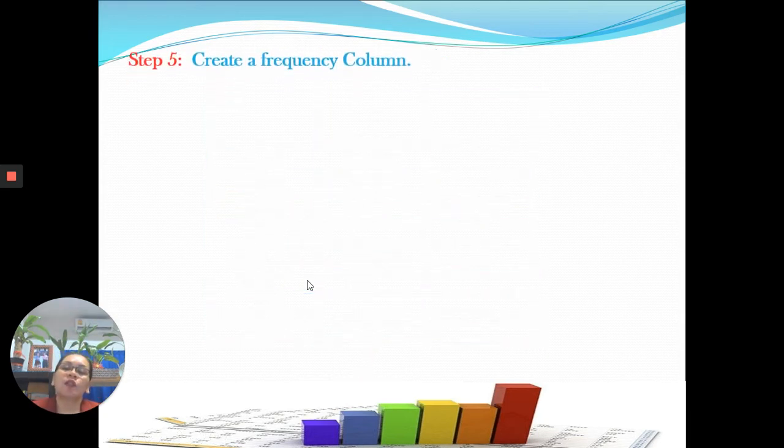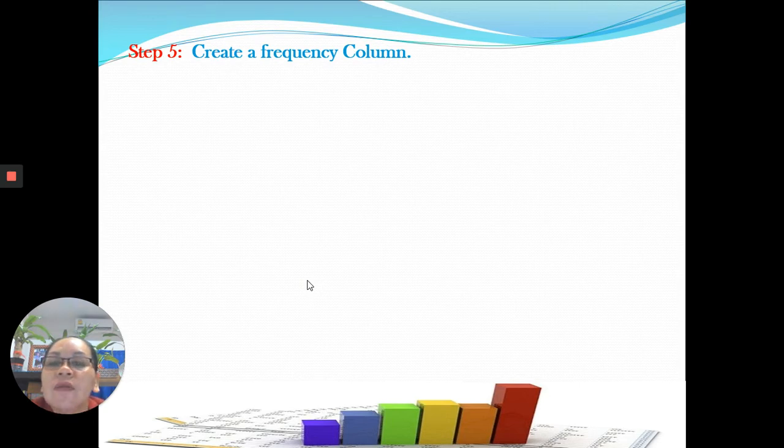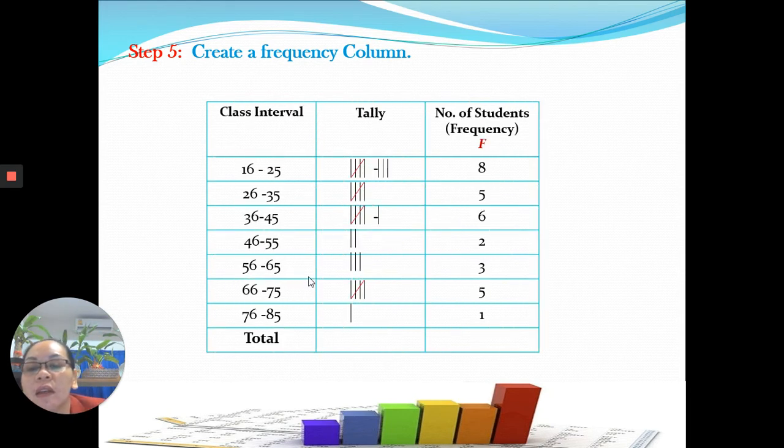And then the fourth step is you have to create a frequency column. So you have here your frequency column, or the number of students. You will just count your tally and that is your frequency. For the first class interval, you have 8, so you write 8. Then the next class interval, you have 5, so you write 5. Then you have 6, 2, 3, 5, and 1.